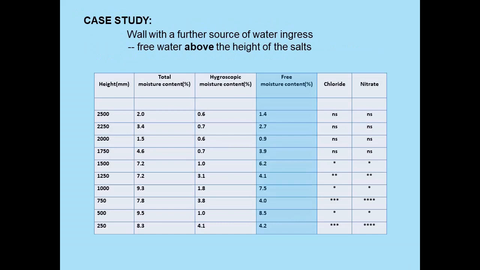The odd one here, you can see this one. We've got free moisture well above the height to which rising damp once rose. Rising damp once rose to 1500 millimeters as indicated by the salts, but we've got free moisture to the full height of the wall, or as far as we could drill in that wall and get samples. But what have we got then? Well, we know that rising damp once rose to 1500 millimeters, but we've got free water well above that. What we're looking at now is we have another source of water ingress.